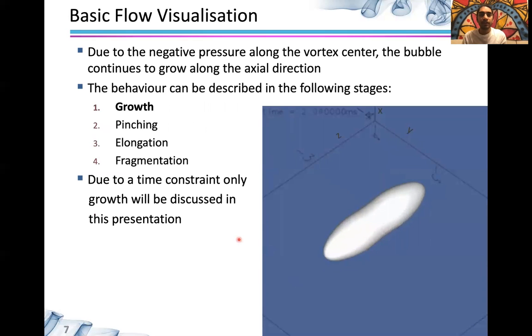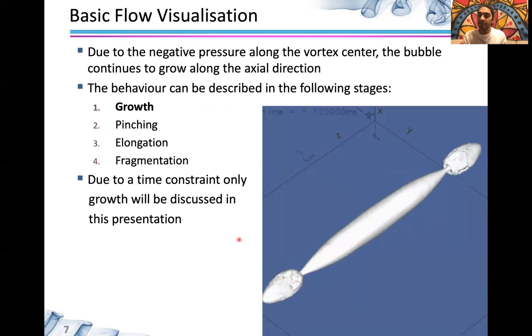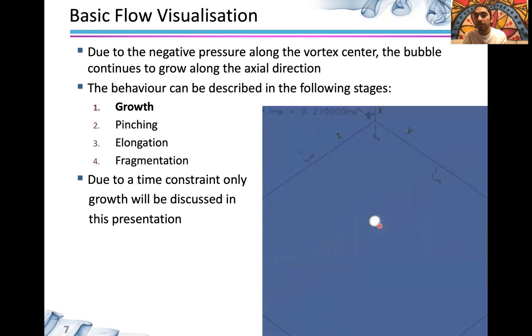So to provide a brief flow visualization, this is the same GIF that was playing before. Due to the very negative pressures at the center, a very small gas bubble can actually grow like this, as shown in the flow here. There are various behaviors that can be described here, such as growth, and then there's pinching, and then it leads to elongation, and finally fragmentation at the end. However, due to time constraints, we will only be considering the growth part in this presentation.